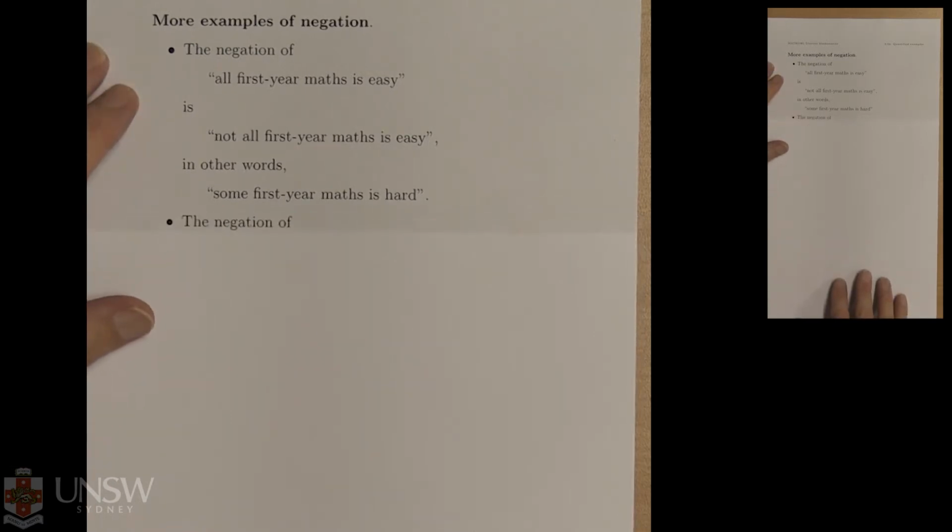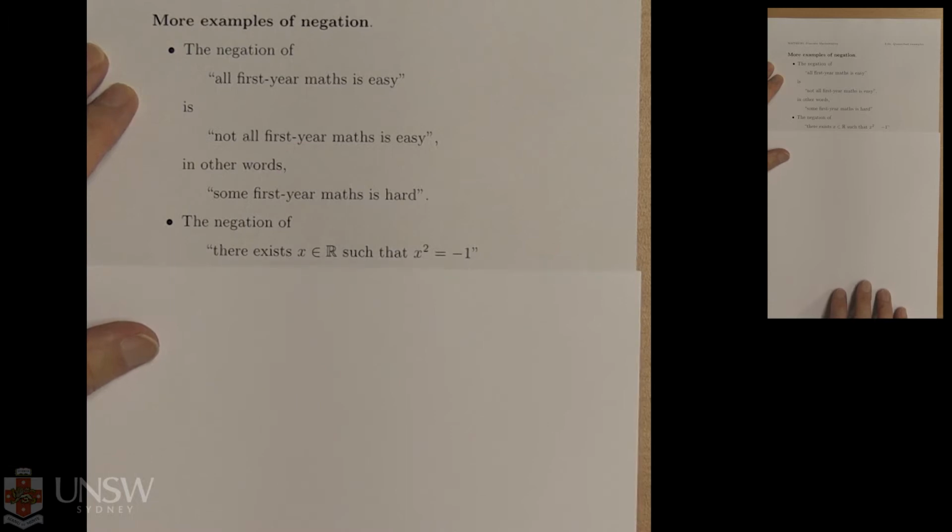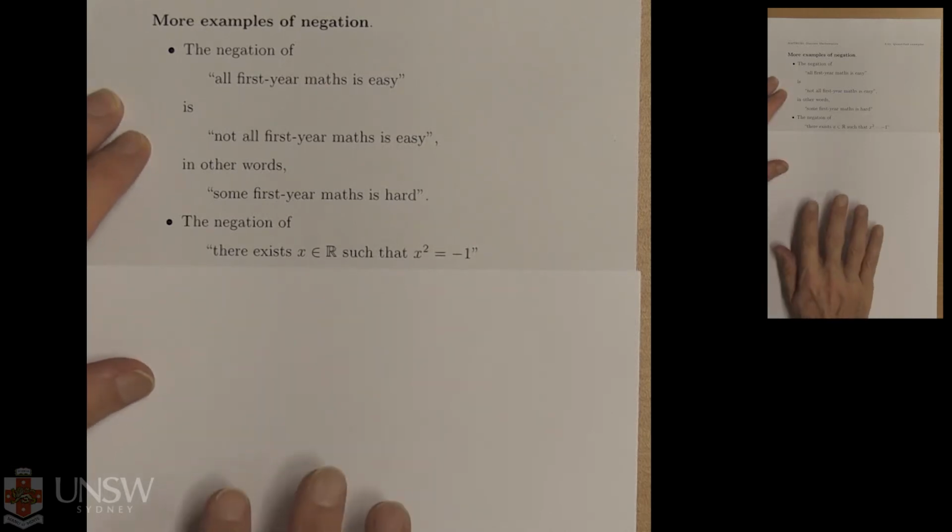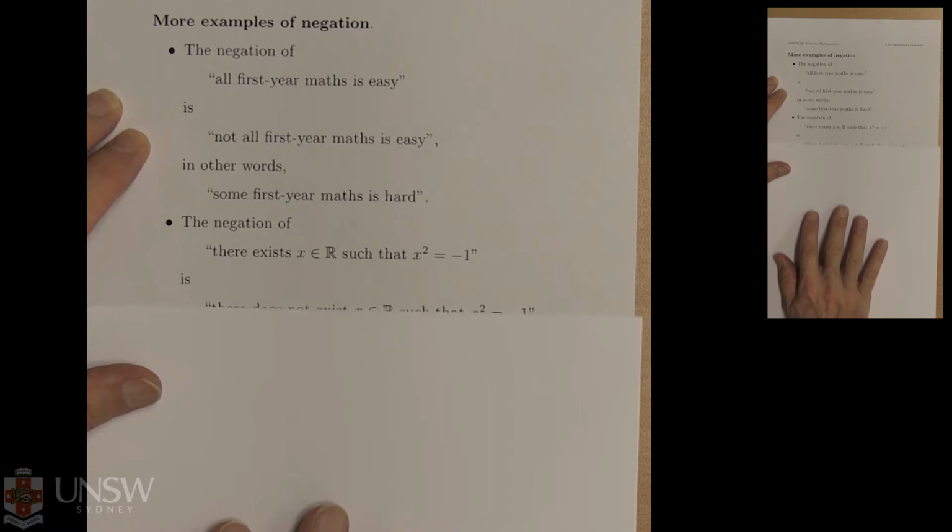Another example. Suppose I have an existence statement. There exists an x in the set of real numbers such that x squared equals -1. Suppose I tell you that. You know I'm wrong, and therefore you want to tell me that I'm wrong, and just putting it simply, you can say there does not exist x in R such that x squared equals -1.